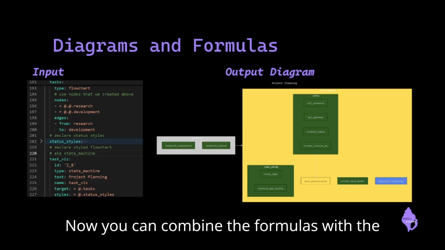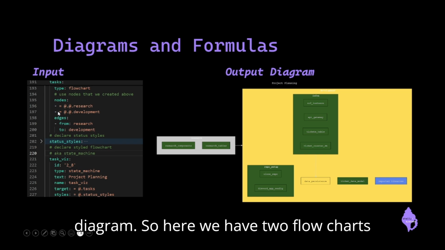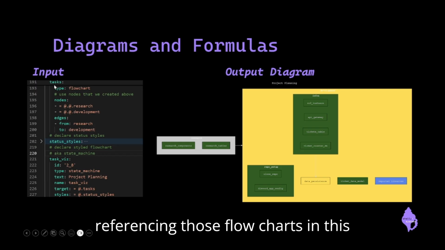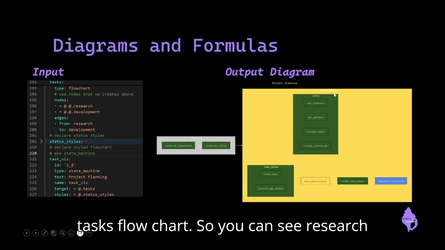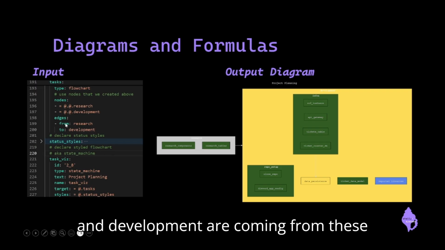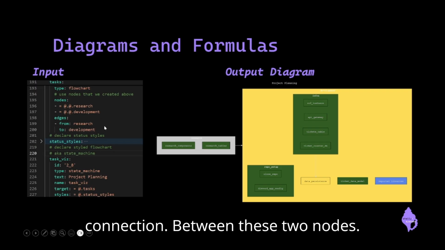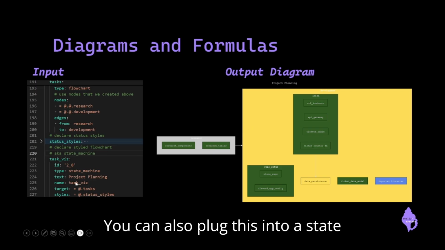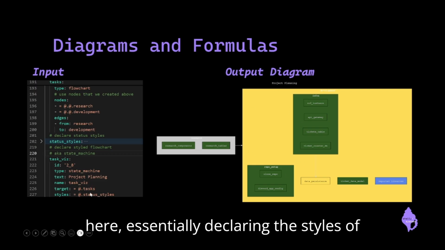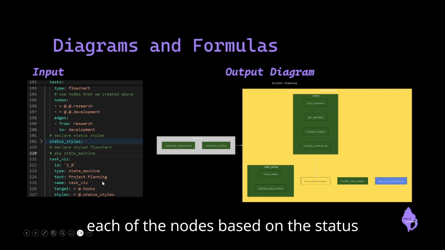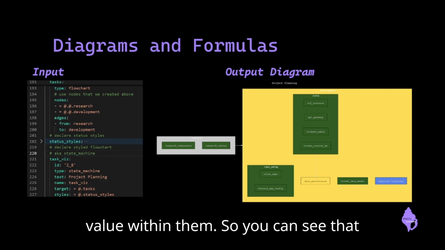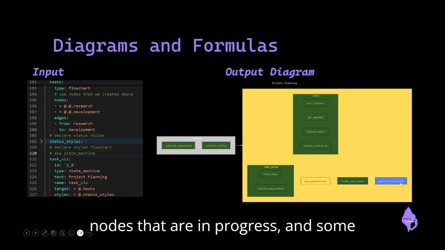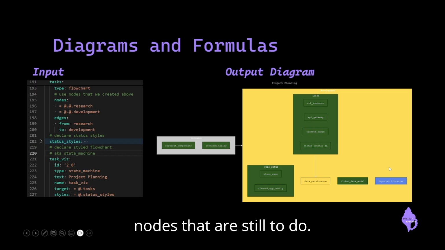Now you can combine the formulas with the diagrams. So here we have two flowcharts that I've already created. I'm referencing those flowcharts in this tasks flowchart. So you can see research and development are coming from these formulas. And then I defined a connection between these two nodes. You can also plug this into a state machine to get this nice visualization here, essentially declaring the styles of each of the nodes based on the status value within them. So you can see that there are some nodes that are done, some nodes that are in progress, and some nodes that are still to do.